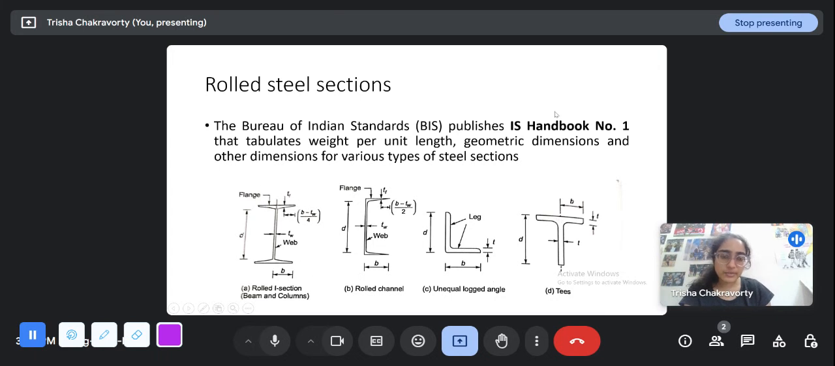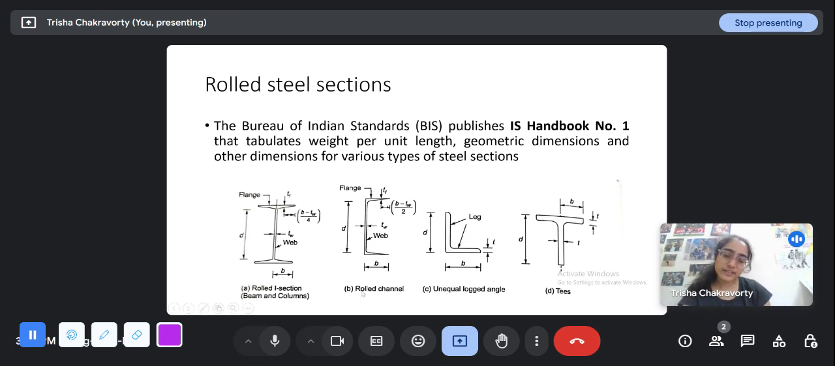The other properties, all these other dimensions, are mentioned in this IS Handbook number 1, also called SP61. That tabulates all the dimensions. Then it has one designated name, then all the dimensions, and then some derived properties like weight per unit length, geometric dimensions, other properties like moment of inertia, the elastic section modulus, and so on.